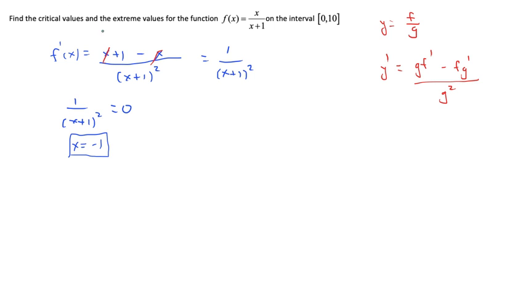Okay, so now we just calculate these. F of 0, which in this case we're going to get 0 over 1, which is just 0, and then f of 10, which is 10 over 10 plus 1, which is 10 over 11. So what can we conclude here? Within this interval, only within the interval 0 to 10, this is the minimum value, and this is going to be the maximum value.